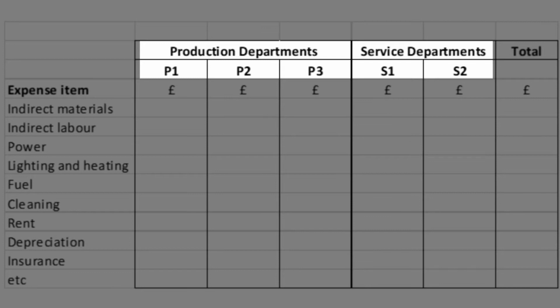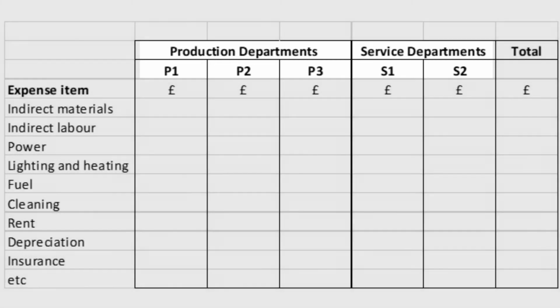The important thing about production departments, or cost centres, is that the product passes through them as part of the production process. However, it is not necessary for any particular product to pass through all of them. We also have 2 service departments, S1 and S2. Service departments, or cost centres, do not work directly on the product. Instead, they provide a service to support the production departments. For example, these service departments might be canteen facilities and training.